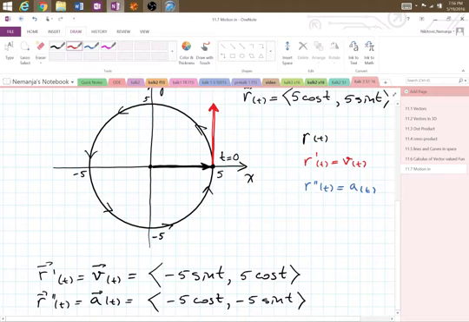Remember that vectors are free to move. So the original vector 0, 5 would be here. But since they're free to move and I want to show the velocity of the particle itself, the position points me to where the particle is, and then at the particle I'm going to draw the 0, 5 vector.